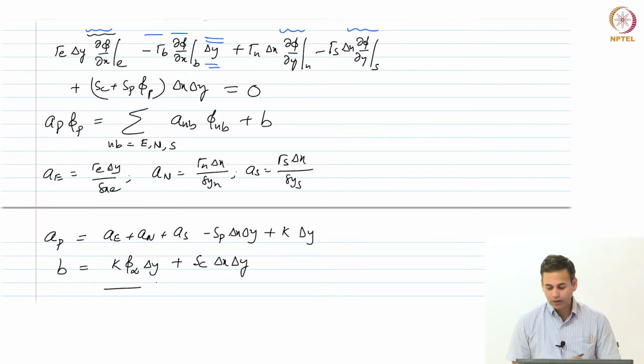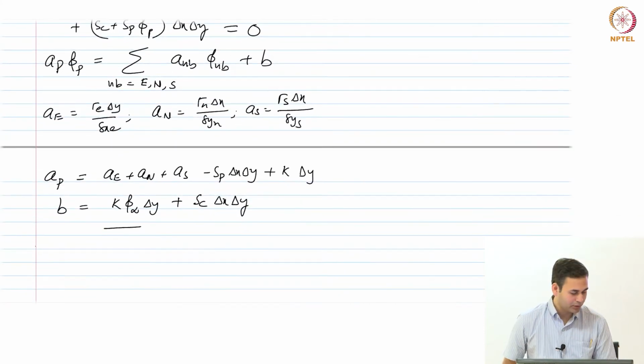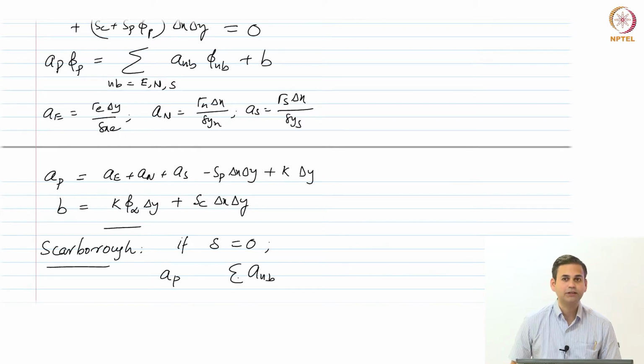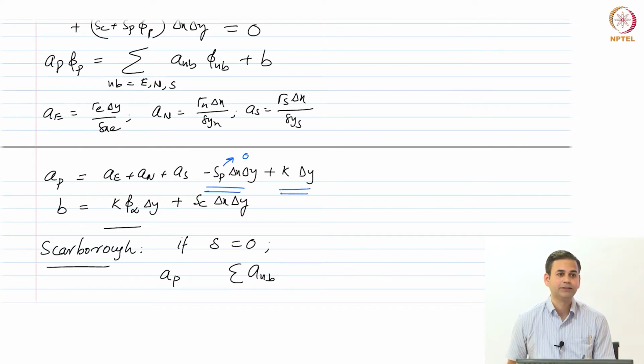Okay. Now, what about Scarborough criteria? Let us say we assume the source is 0. If the source is 0, what is AP compared to sigma A and B? Is it lesser, greater, equal? Greater, because SP times delta x delta y is 0, but what about this term? This is still non-zero. So, this term is there. So, as a result it will be greater.